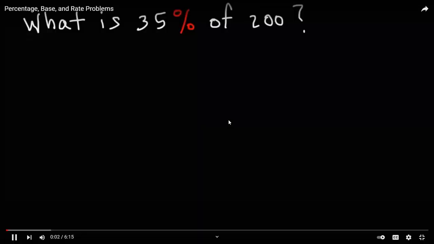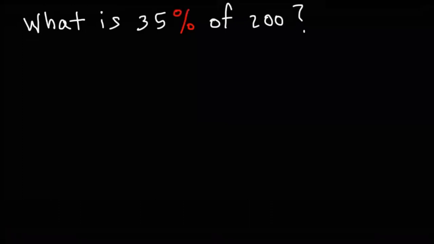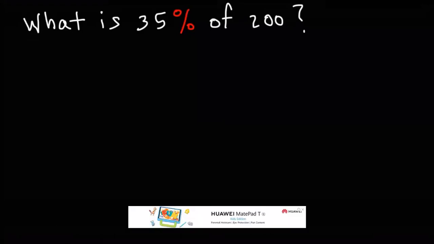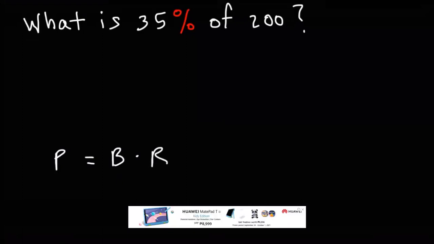In this video, we're going to focus on percentage, base, and rate problems. Like this one: what is 35% of 200? How can we find the answer to that question? Well, it turns out that there is a formula that we could use. And here it is. The percentage is equal to the base times the rate. Now you need to know what is the percentage, what is the base, and what is the rate in this problem.